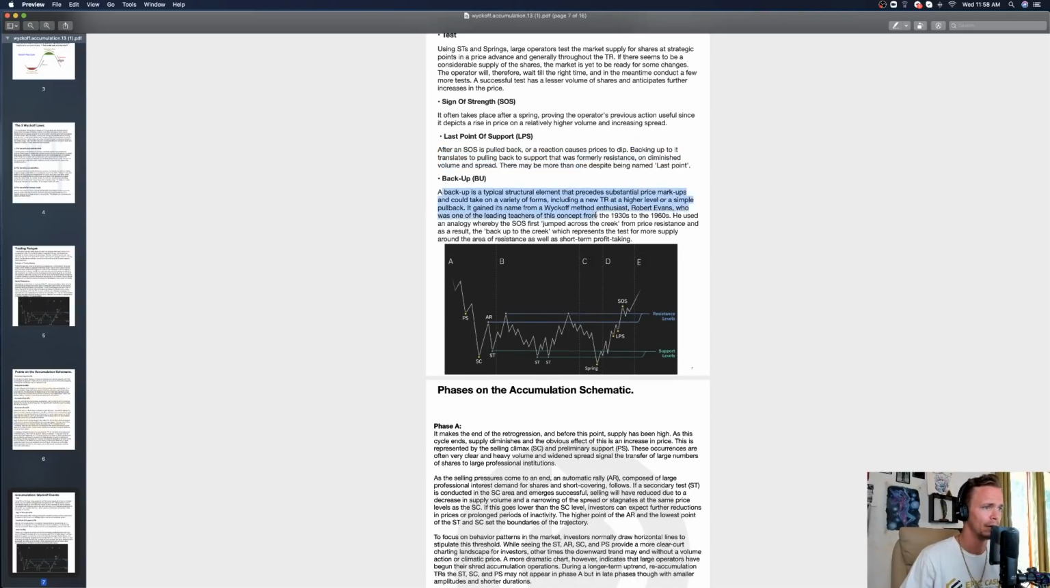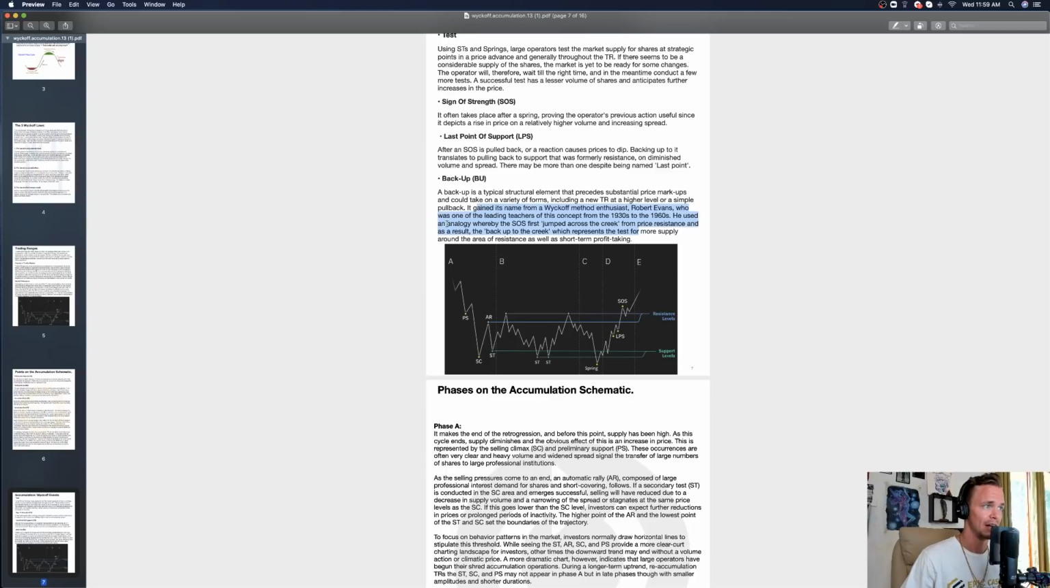So the backup point, this is probably one of the most lucrative points. The backup point is the typical structural element that precedes the substantial price markups and could be taken on in a variety of forms, including a new trading range at a higher level or a simple pullback. It has gained its name from the Wyckoff method enthusiast Robert Evans, who was one of the leading teachers of this concept in the 1930s and 60s.